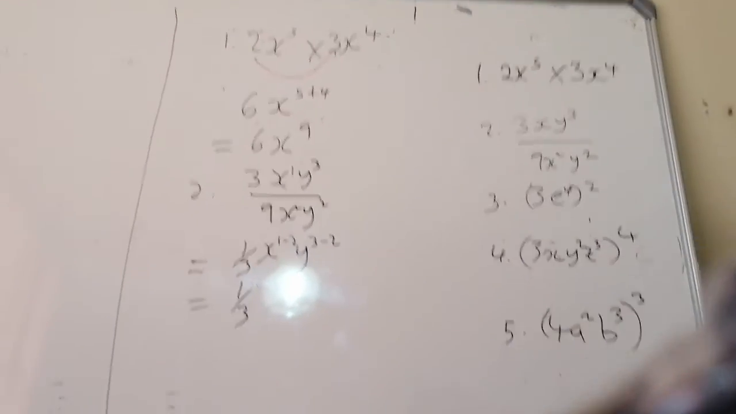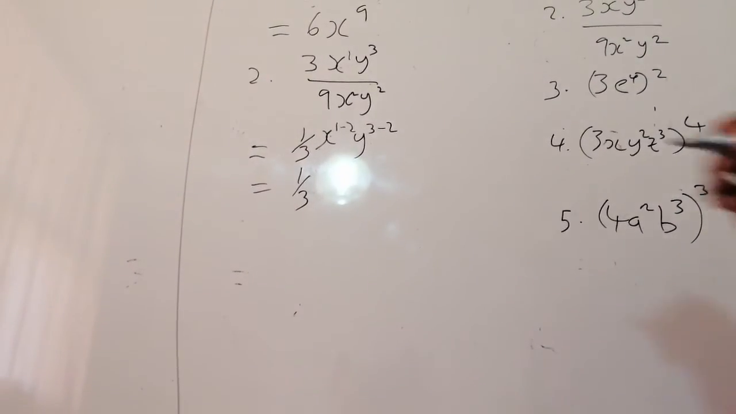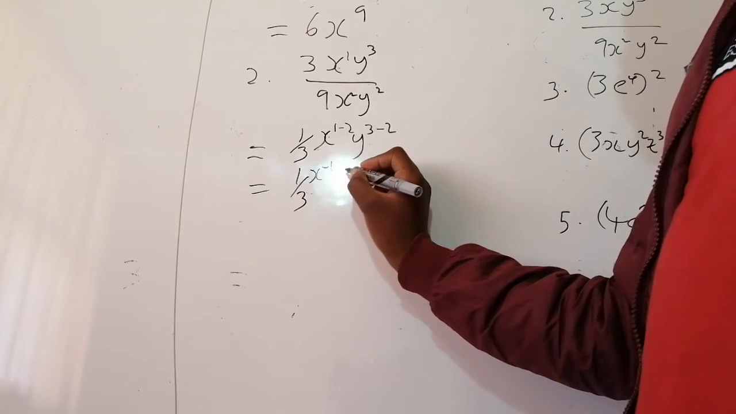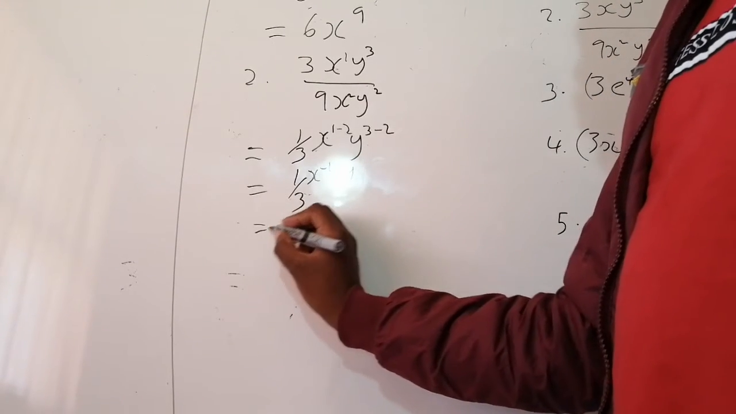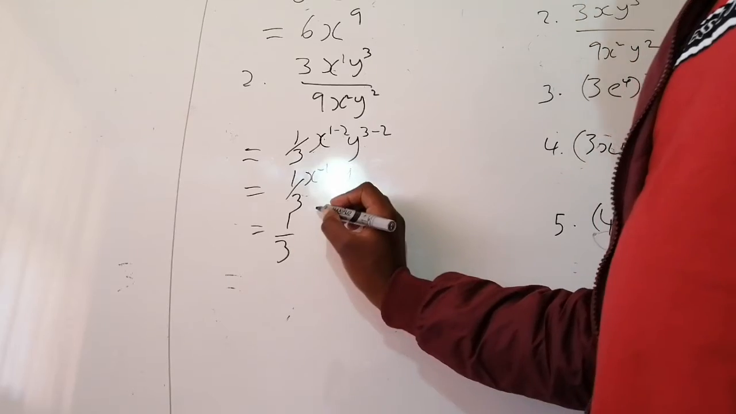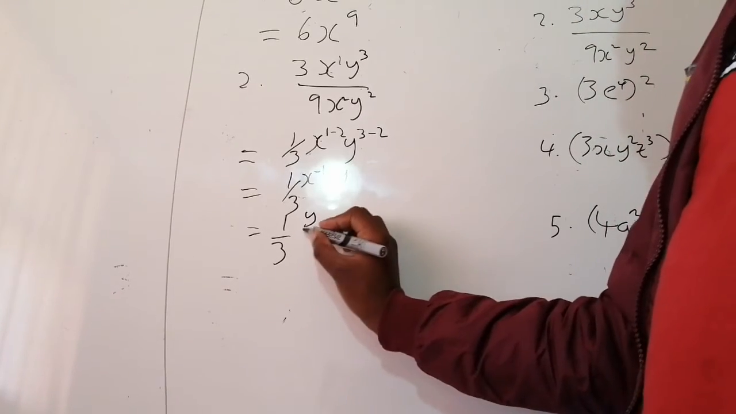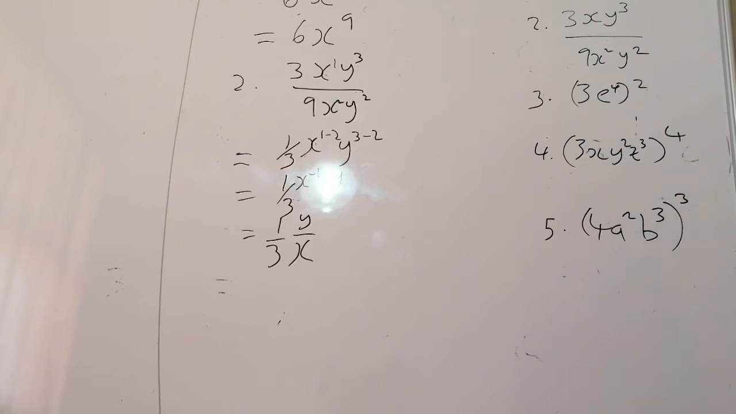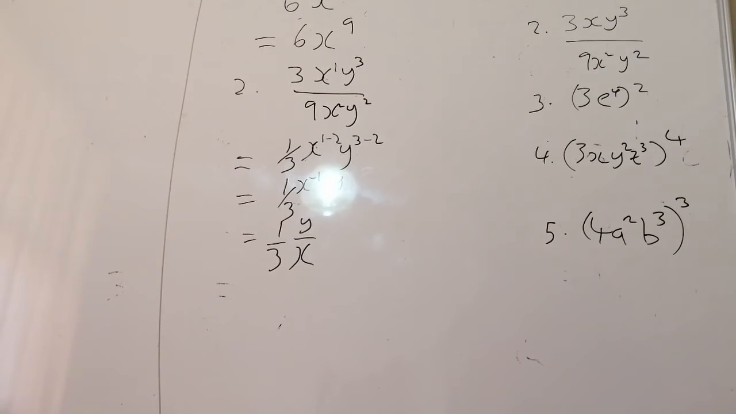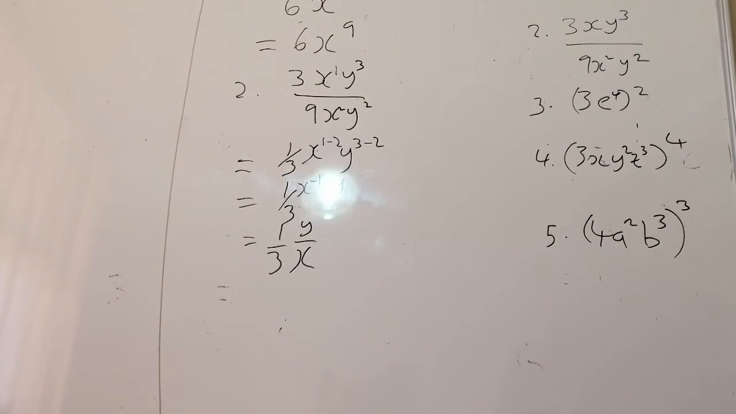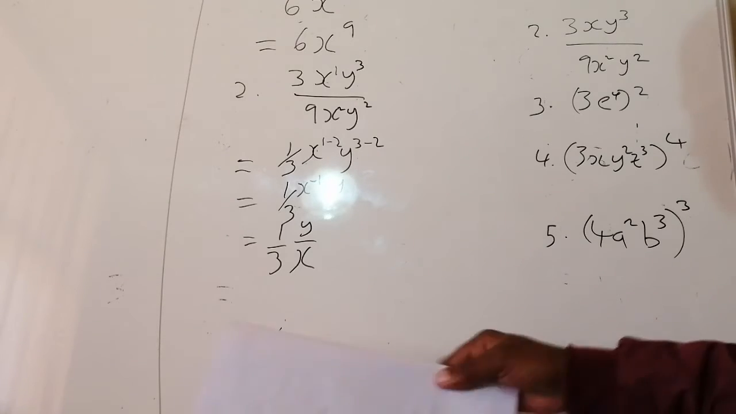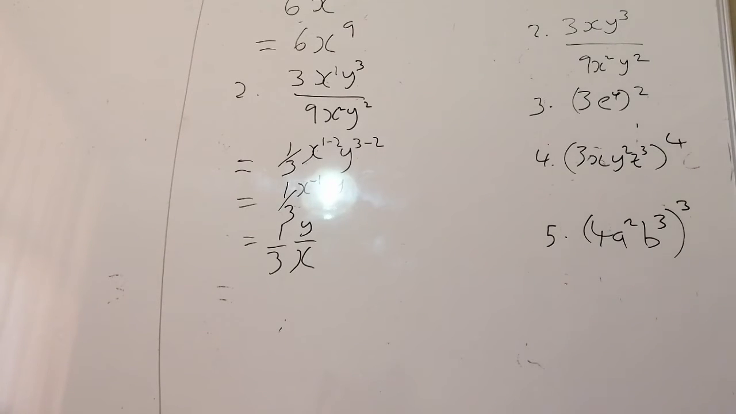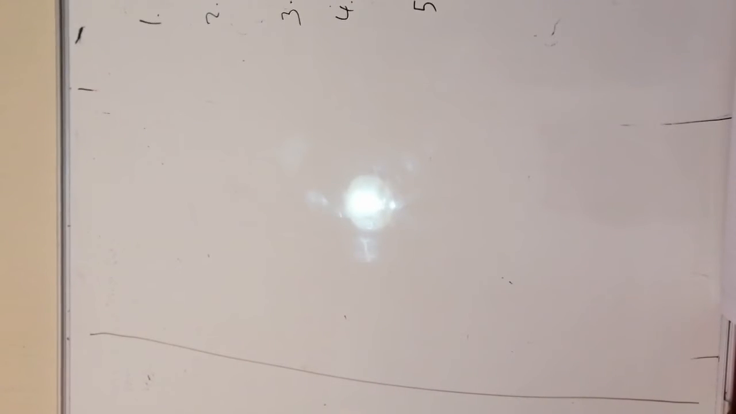Sorry for that. So this is 1 over 3, x to the power negative 1, y. So 1 over 3 y. x is raised to the power negative 1, so it is divided by x. We're using one of the rules there. I don't remember, it's rule number 5, if you remember those rules that we've just discussed. Let's continue with our discussion.